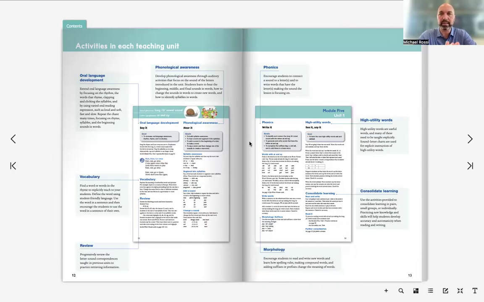So when we look at a lesson, we want to understand that it comes in 4 blocks. Each one of these columns, oral language development, phonological awareness, phonics, and high utility words, represents a block. Oral language development is block 1, phonological awareness is block 2, phonics is block 3, high utility words is block 4.